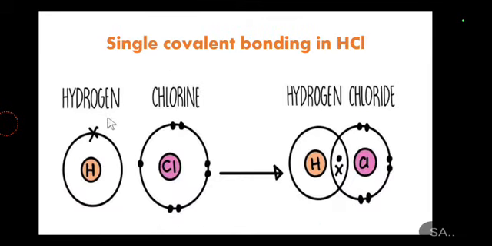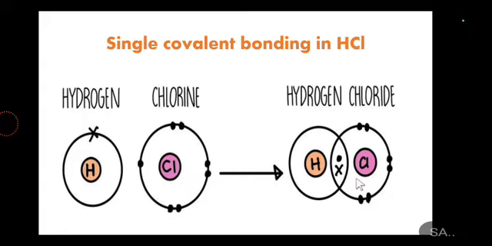Another example: these are 2 nonmetals, and one of them is hydrogen, which has just one electron in its valence shell. It needs one more electron to complete its duplet. Chlorine, on the other hand, has 7 valence electrons, so it needs one more electron to complete its octet. They will share these electrons, one bond pair is shared by the hydrogen and chlorine atoms, and so they make hydrogen chloride.